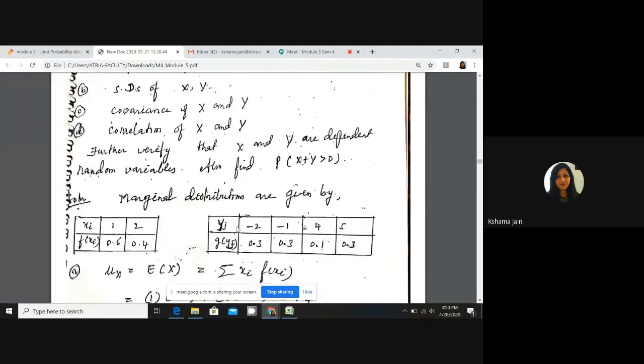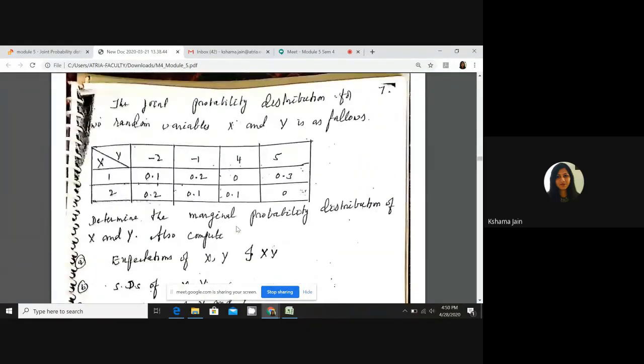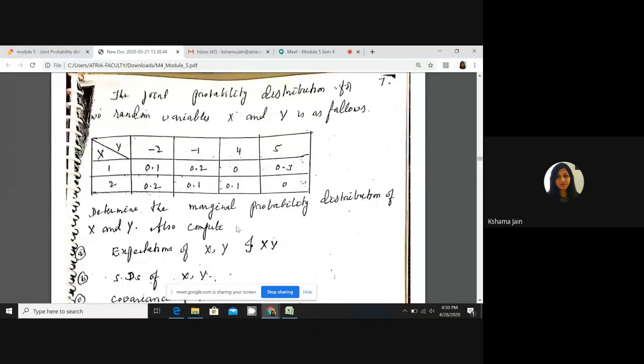That's it. So this is the same problem that I have dictated till now. You try this on page number 7. Again, I repeat. And the next class I have scheduled for Thursday, the day after tomorrow.